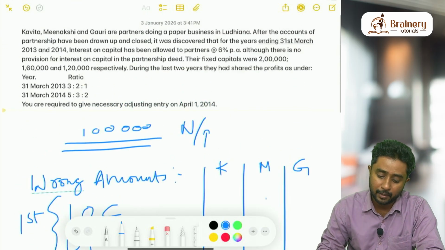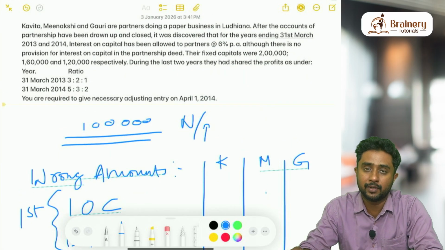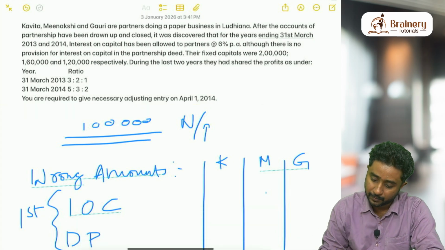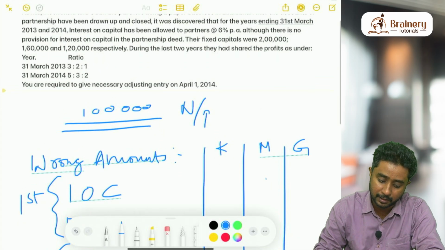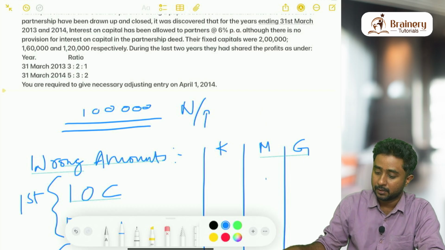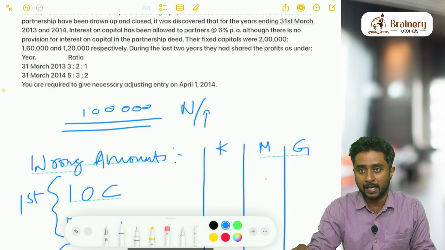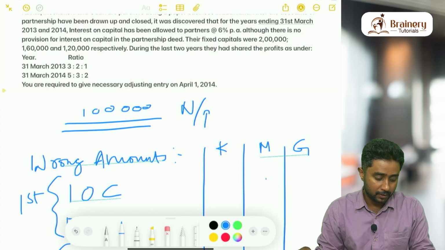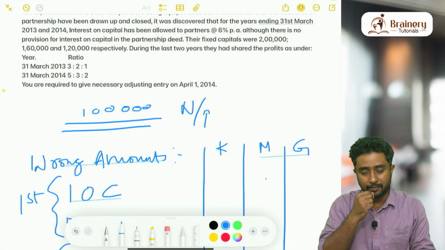So interest on capital, as you can see here, first year or second year, whatever it is, they have given the fixed capitals of the partners. The fixed capitals of the partners were 2 lakhs, 1 lakh 60 and 1 lakh 20. So we are going to calculate 6% of that amount. As we are following the fixed capital method, opening capital and closing capital will be the same.